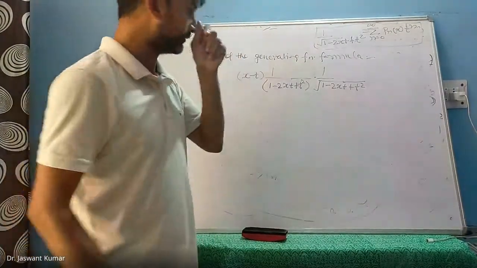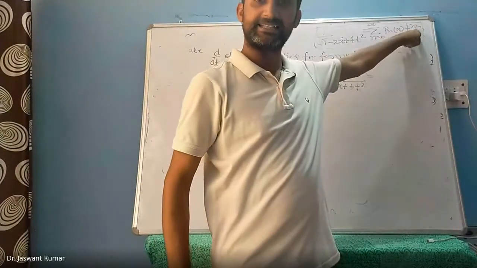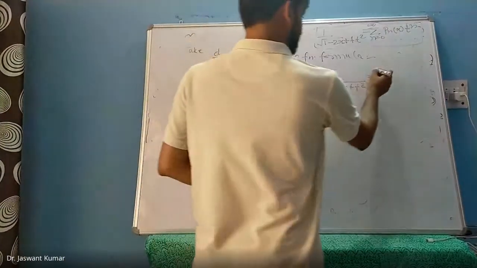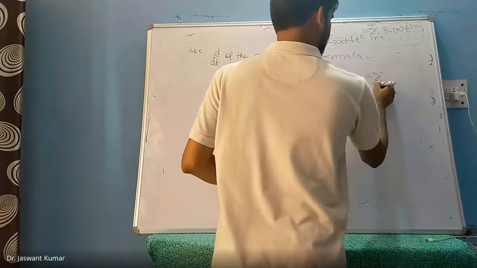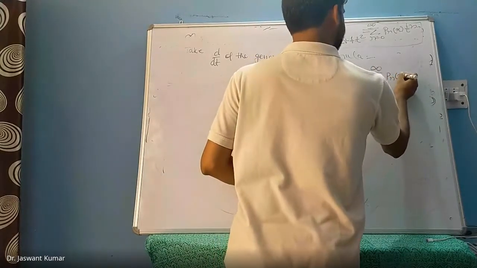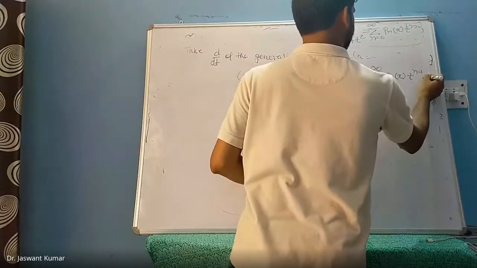What is d by dt of the right hand side? On the right hand side, we know that the t dependence is only in the t to the power n. So that implies summation n going from 0 to infinity Pn of x, t to the power n minus 1, times n.